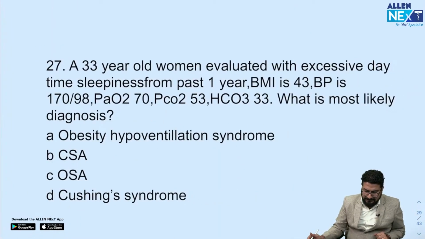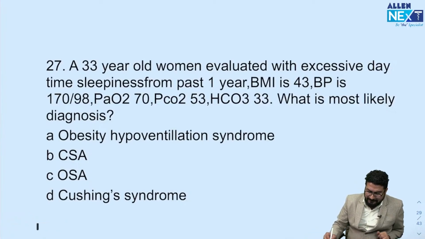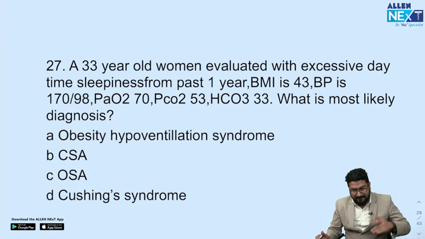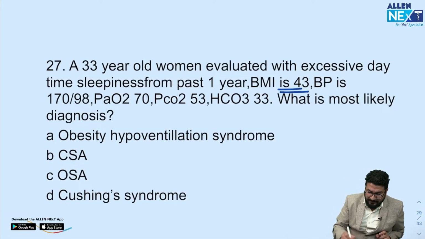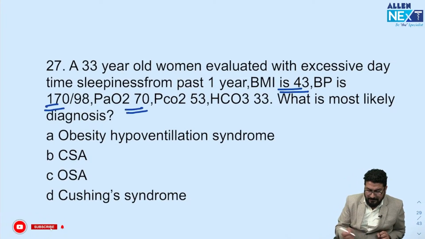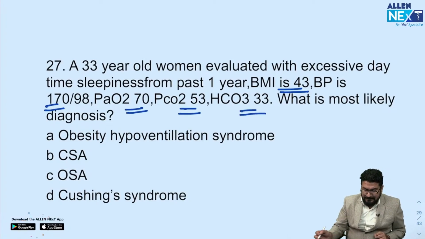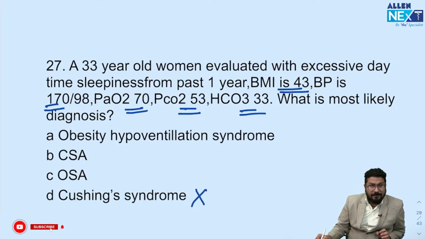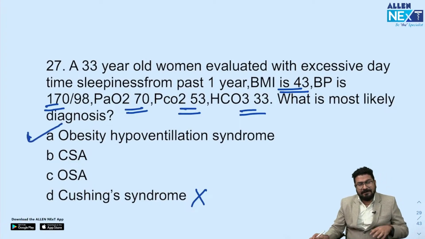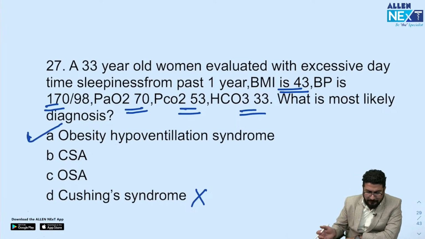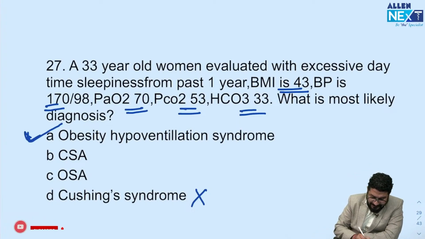Okay, coming to next, a 33-year-old woman evaluated with excessive daytime sleepiness for the past 1 year, BMI is high. This was a straight away question. This same question came in INICET in this attempt, repeated in your exam. So BMI is high, you can see BP is high, PO2 is 70, PCO2 is 53, bicarbonate is 33. So it's a patient having respiratory acidosis. So it is not Cushing syndrome, and it's not OSA or CSA. It's a case of obesity hypoventilation syndrome because the patient is having respiratory acidosis. This thing also we have discussed. Obesity hypoventilation syndrome.